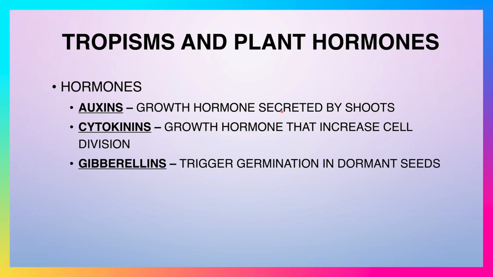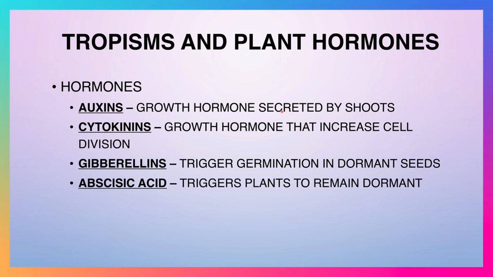The third is called a gibberellin, and what separates gibberellins from auxins and cytokines is that they're primarily responsible for the germination of dormant seeds. And so they're secreted when the environmental conditions are correct, and then they stimulate dormant seeds to germinate.